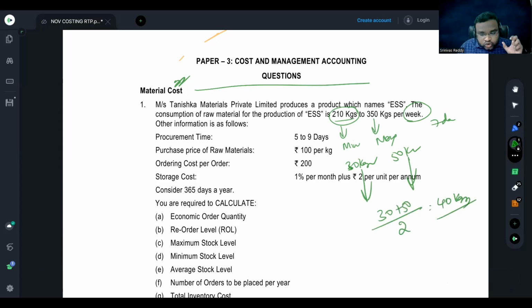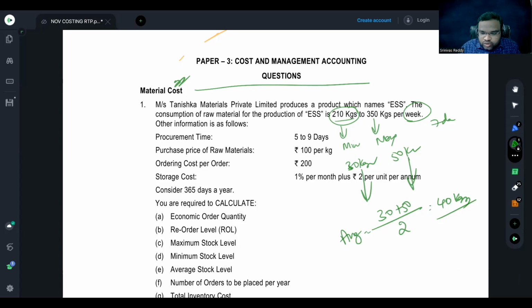Clear? So 210 kgs per week, which is 210 divided by 7 days. 30 kgs is the minimum consumption per day. 350 kgs per week, that is 50 kgs per day, that is the maximum consumption. And the average consumption is 30 plus 50 divided by 2, which is equal to 40 kgs.